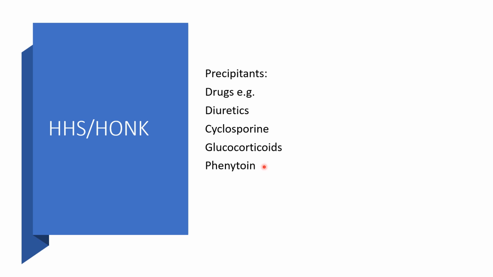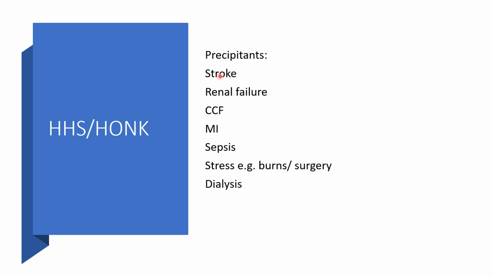But we should be careful. Once somebody is having type 2 diabetes and is on all these medications and more, might come down with this, and 50% of them may die. Stroke could be a precipitant also of HHS, renal failure, congestive cardiac failure, myocardial infarction, sepsis, stress, for example, burns or surgery, and even dialysis.